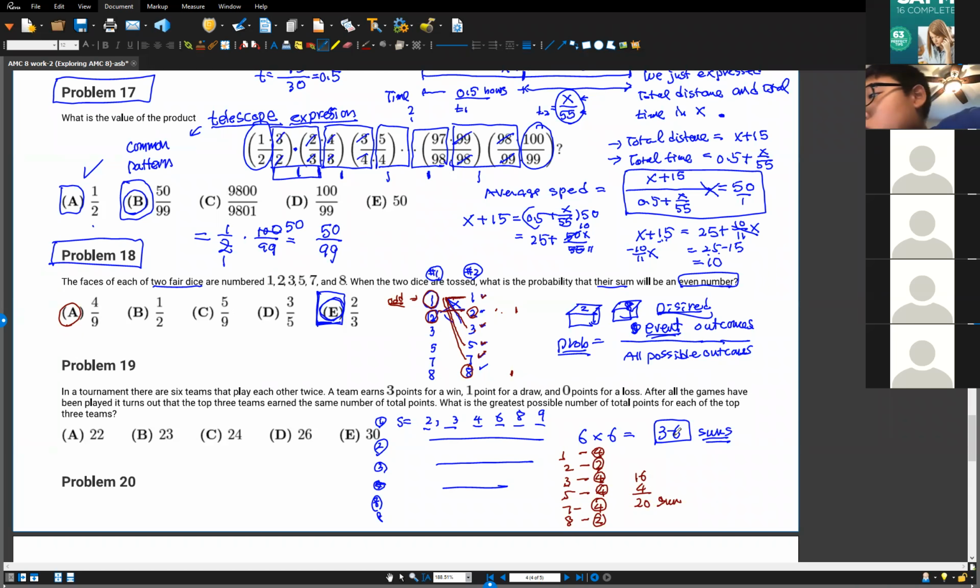So 20 sums out of 36 will be what? Their numbers are just even numbers. So 20 over 36. Now let's divide by 4. Divided by 4, you got 5 over 9. So C is the answer, okay?